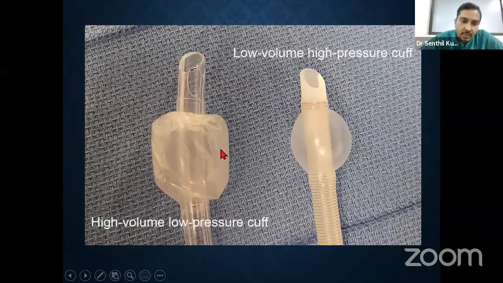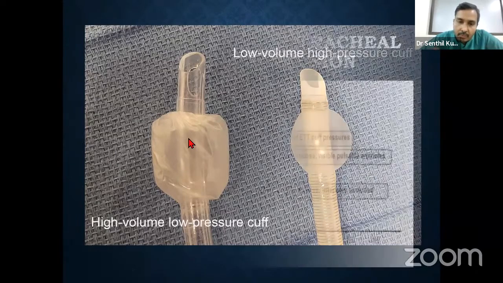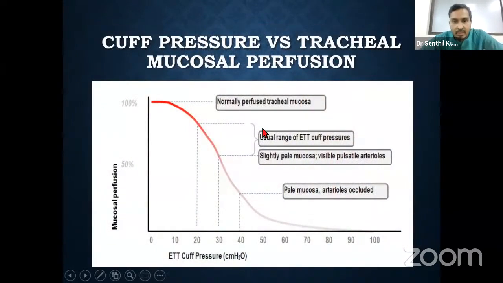That's why nowadays we are using this high volume, low pressure cuff. This is one important, very good study which was published in the British Journal in 1985 itself, where there is a graphical representation of the relationship between endotracheal cuff pressure and mucosal perfusion. Here you can see when there is no pressure from the endotracheal tube, the perfusion of the tracheal capillary mucosa is 100%. As the pressure keeps on increasing, the mucosal perfusion starts decreasing.